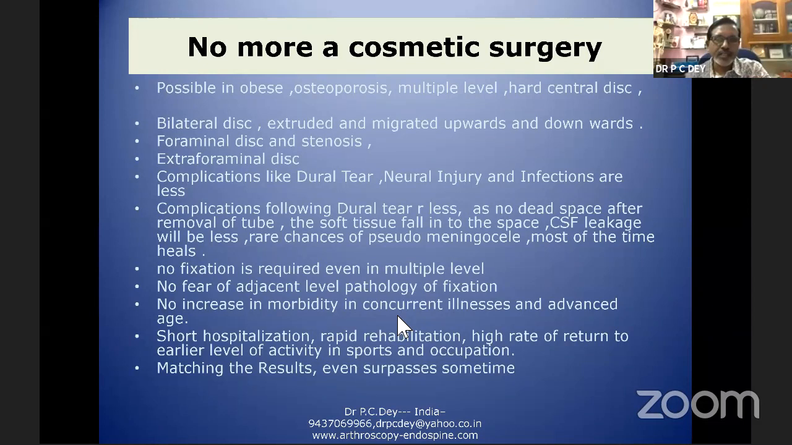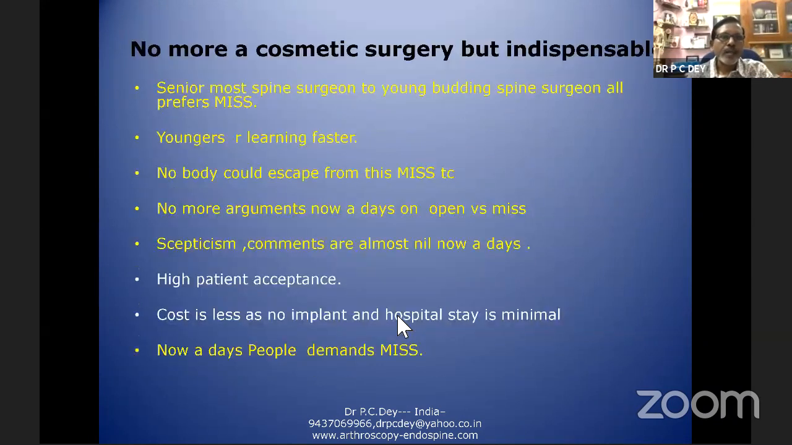No fixation is required even in multiple levels, and there is no adjacent segment pathology. There is no increase in morbidity with concurrent illness and advanced age. There is short hospitalization, rapid rehabilitation, and a high rate of return to the earlier level of activity, with matching results, sometimes even surpassing the results of open surgery and microsurgery. So this is no more a cosmetic surgery; rather, it is indispensable nowadays. From the senior-most surgeon to the young budding surgeon, everybody prefers MIS.